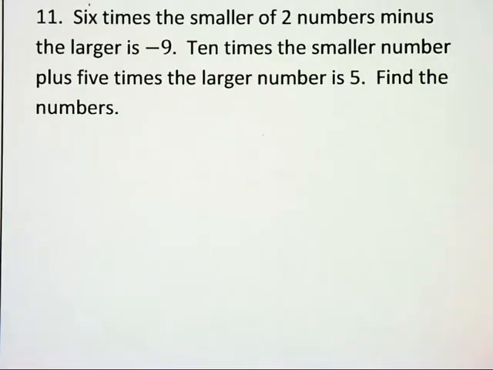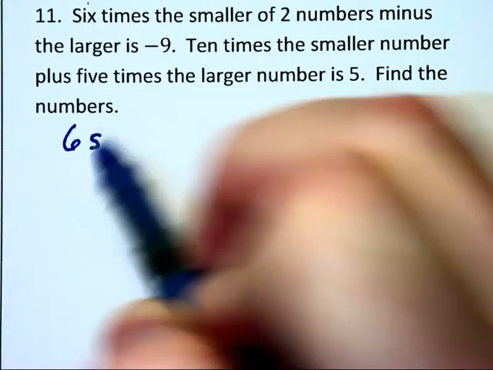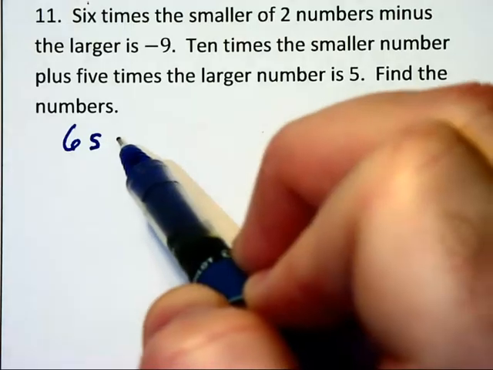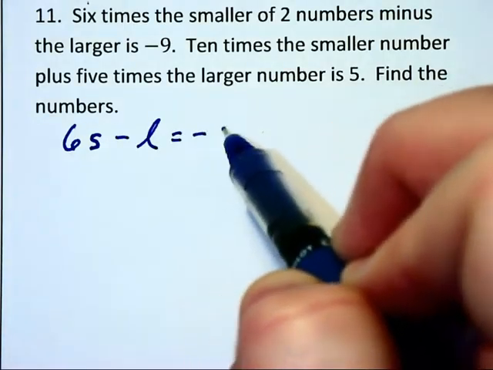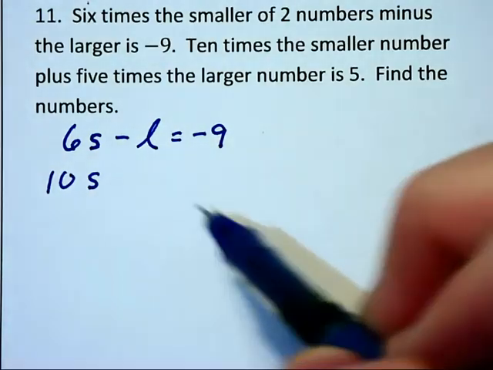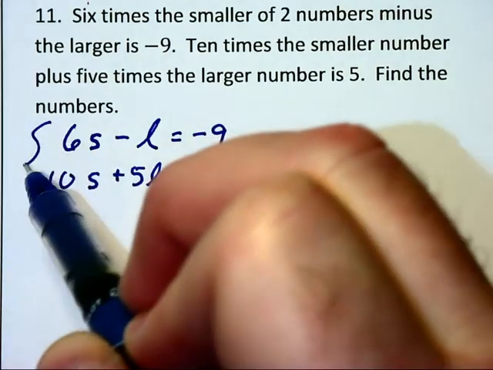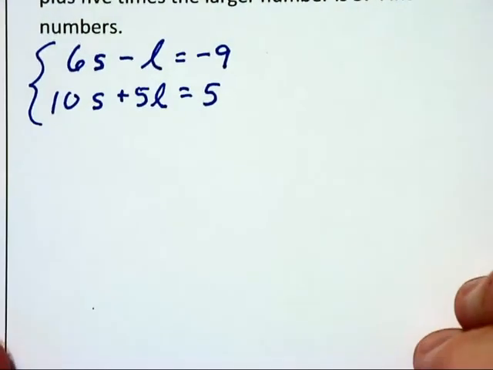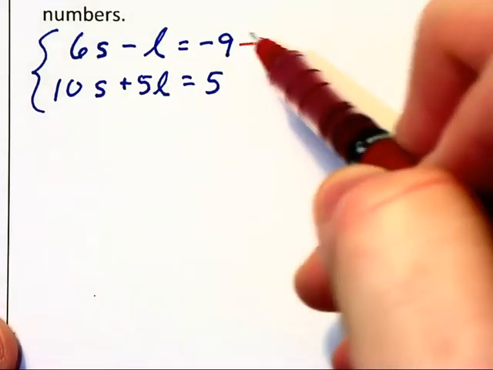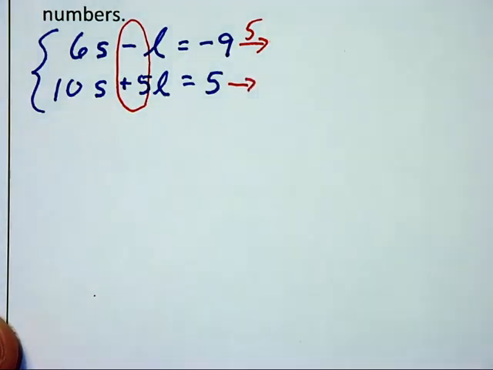Finally, let's see what we have. 6 times the smaller of two numbers. Okay, 6 times the smaller, I'll use S for smaller, minus the larger, so minus L for the larger, is negative 9. 10 times the smaller, 10S, plus 5 times the larger is 5. Again, that equation just flowed straight from the sentences. I would probably solve using the elimination or addition method, create 5 and negative 5 as coefficients of L here.